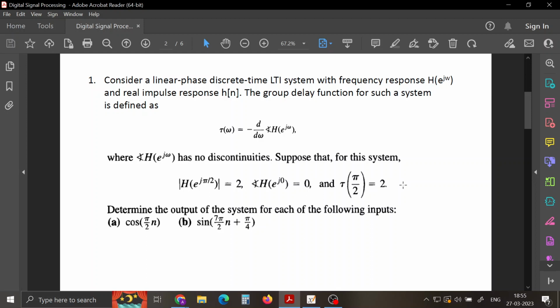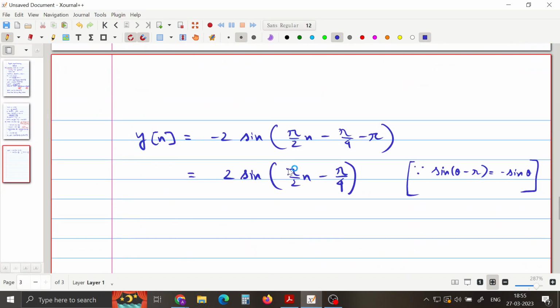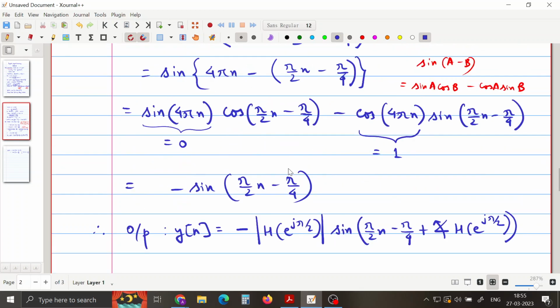Okay, let it be, sir. Angle of H of e power j omega they given in the formula. What you wrote in the previous step, you have written minus pi there, no? How did I get this as minus pi? Yeah, that's what I'm asking.